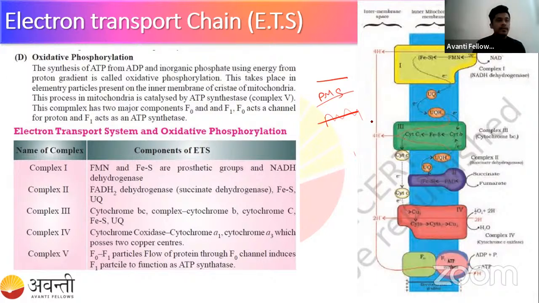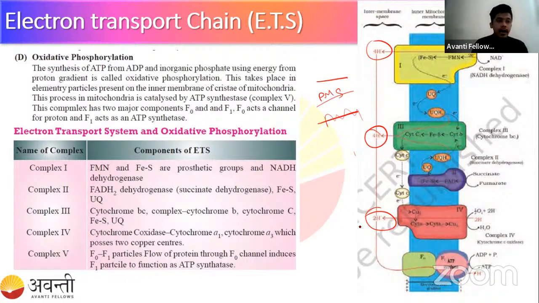Same thing happens in complex 2, where when we reduce FADH2 to FAD, it moves 4 hydrogen atoms from the matrix to our inner mitochondrial space. So this is one place, this is the second place. And finally, when we are coupling our electrons to oxygen, 2 hydrogen atoms also get released.